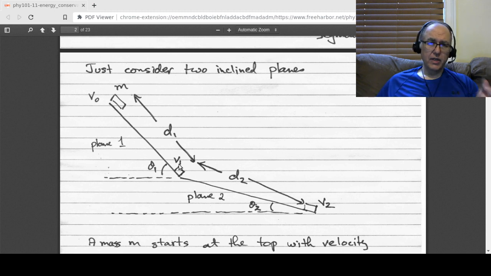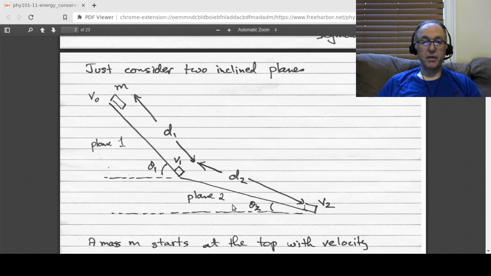Now we're going to start at the top of plane number 2. Its initial velocity is v1. The final velocity of plane number 1 is the initial velocity of plane number 2. So the initial velocity here is v1, and it's going to travel a distance d2 at an angle theta 2 until it speeds up to velocity v2 there. I didn't put any numbers in there, but you can assume that you had numbers and you could solve it.